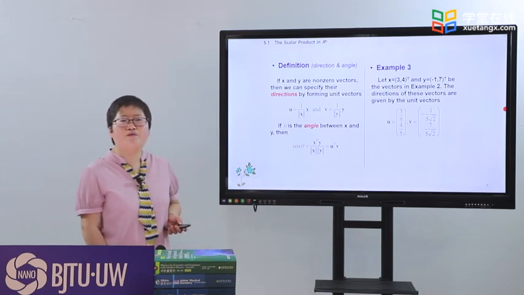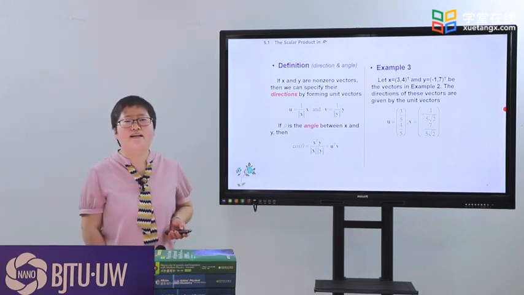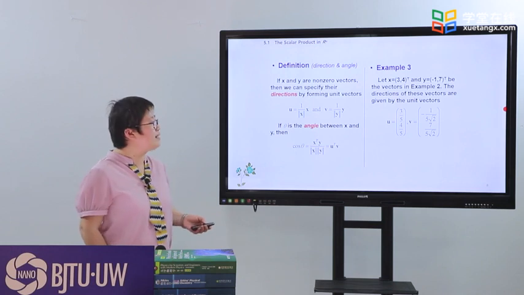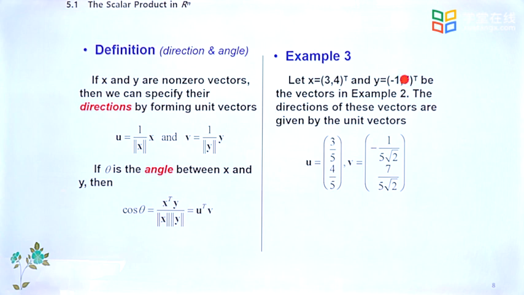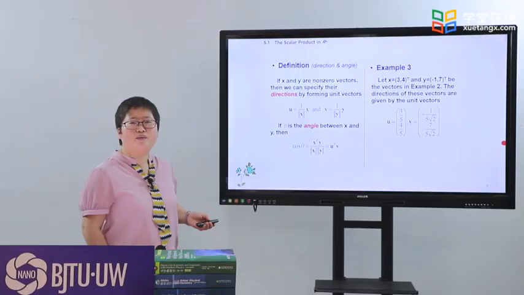Similarly, we can compute v, the direction of y, which equals y divided by its length. So its length is the square root of 1 power 2 plus 7 power 2. So it's the square root of 50. So it's 5 square root of 2. So you can have v equals minus 1 divided by 5 square root of 2 for the first component. And the second component is 7 divided by its length, 5 times the square root of 2.